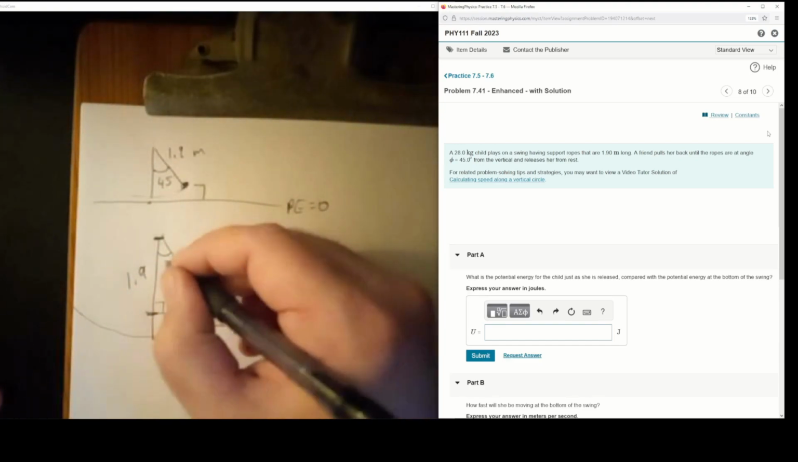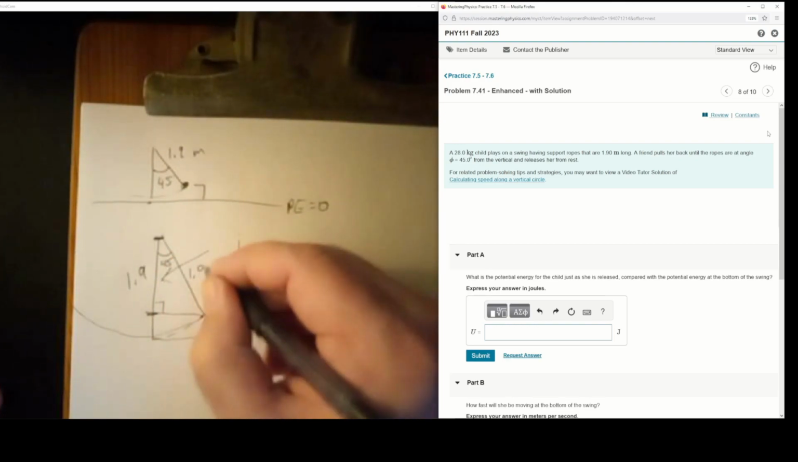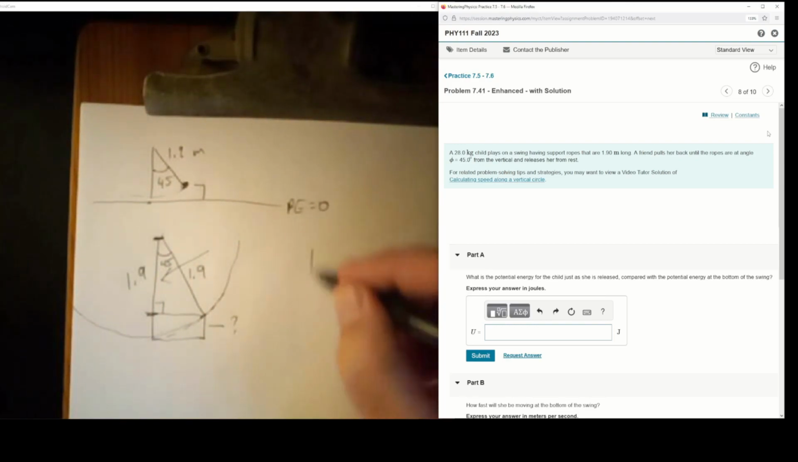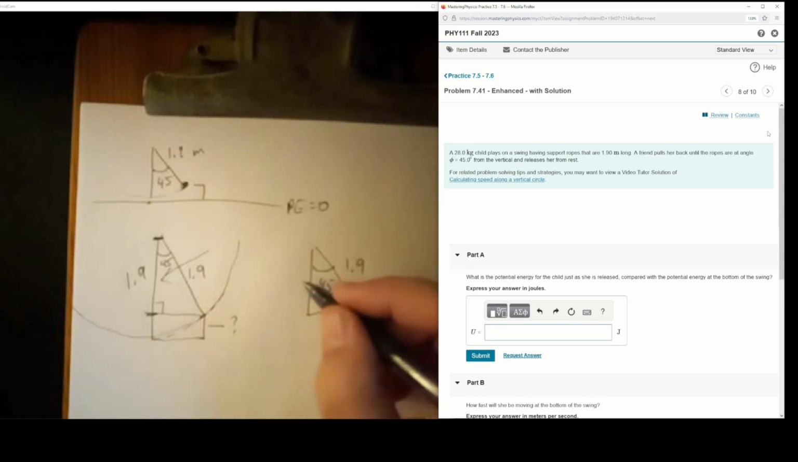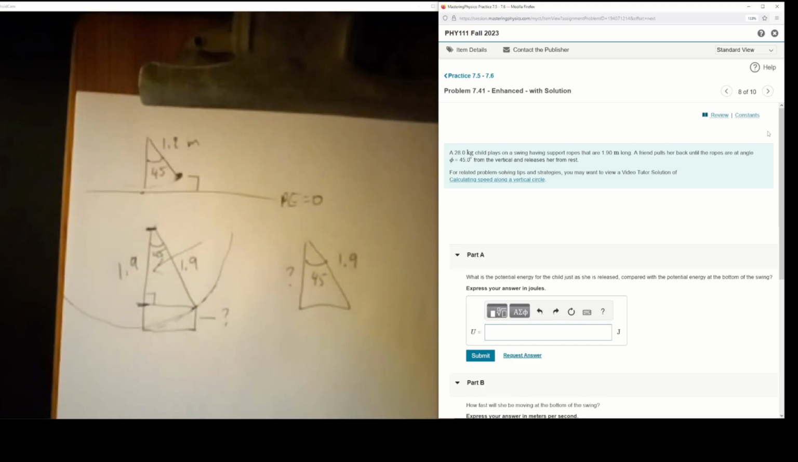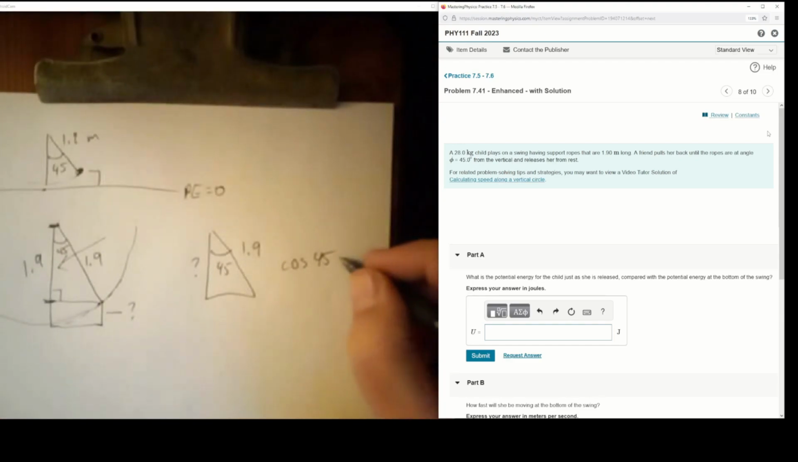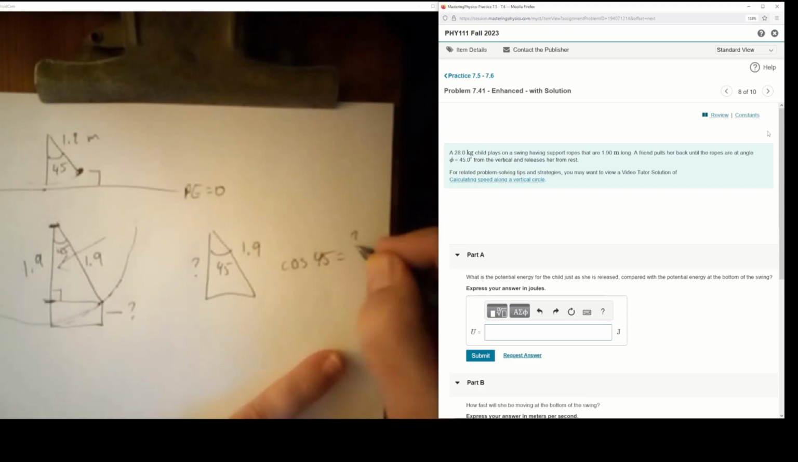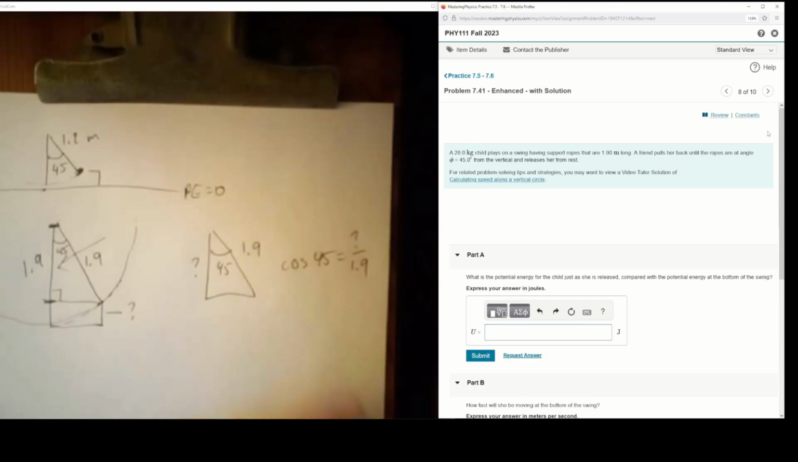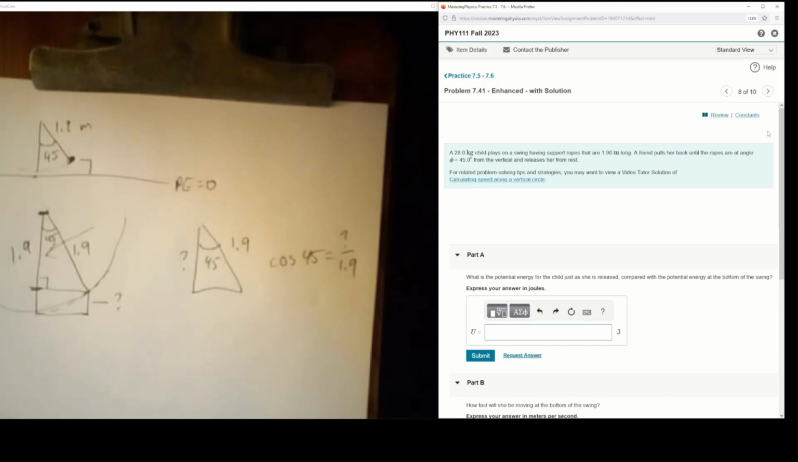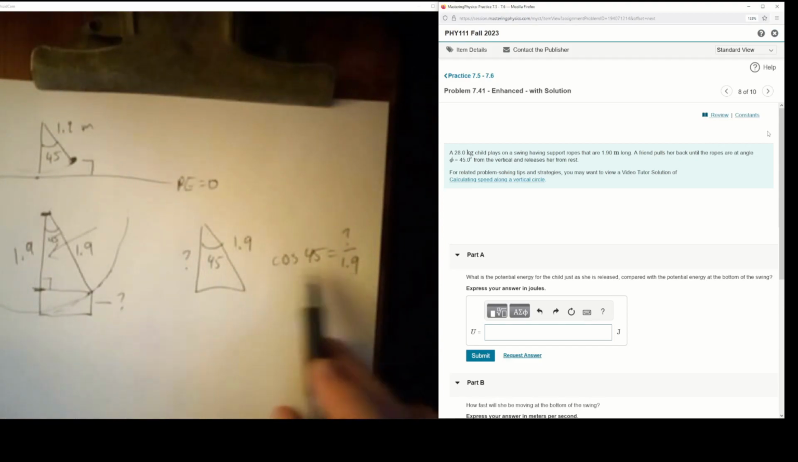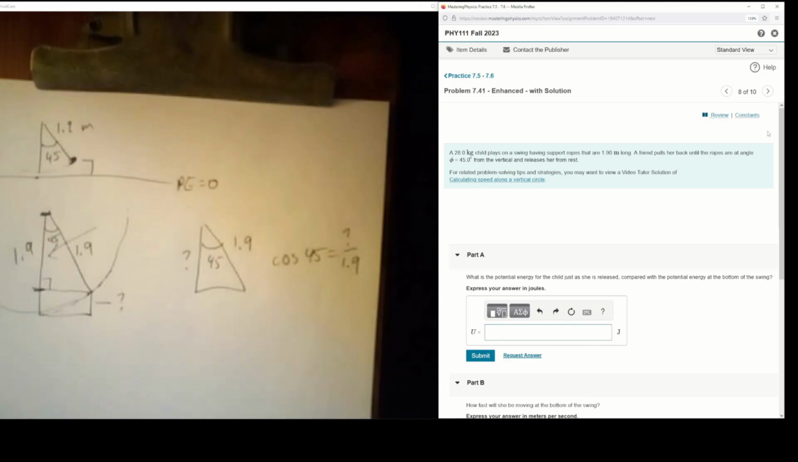And we're given an angle of 45. We also know this is 1.9. So let me draw another picture. 1.9 is the hypotenuse. Here's our angle of 45 degrees. And we're trying to figure out what is this adjacent leg. And the adjacent leg is given by cosine. So cosine is adjacent, which we're trying to find, over the hypotenuse. And so we can define the adjacent leg by just doing 1.9 times cosine 45.